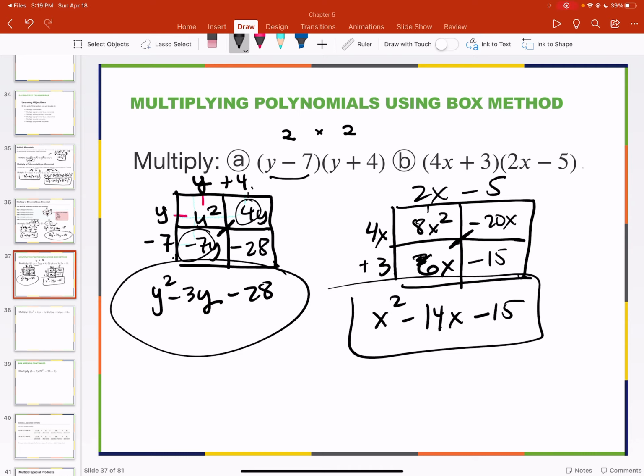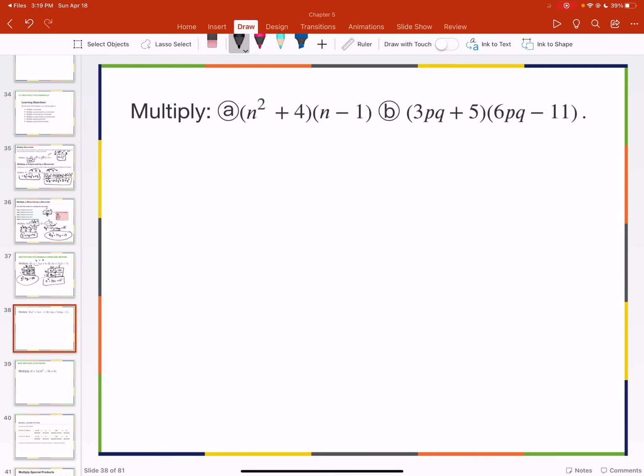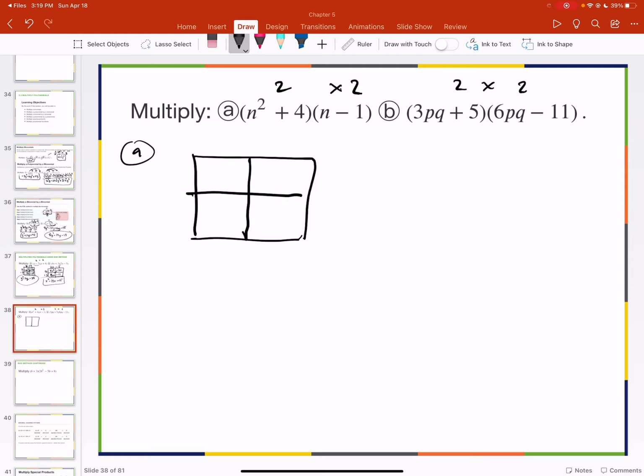Okay, let's try another one. So this is a 2 by 2, 2 terms by 2 terms. This is also 2 by 2. Okay, so for A, you have n squared plus 4, so n squared plus 4. And then the other one is n minus 1, or n plus the -1. Okay, and then just fill in the boxes.